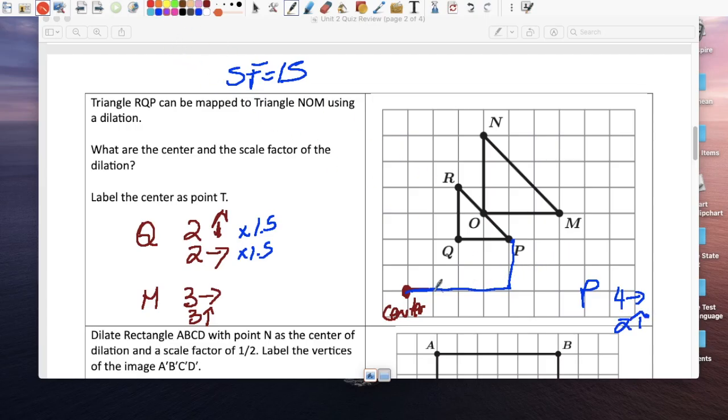To go to M, it would be 1, 2, 3, 4, 1, 2, 3, 4, 5, 6. It looks like to go to M, 6 to the right, and then 3 up.